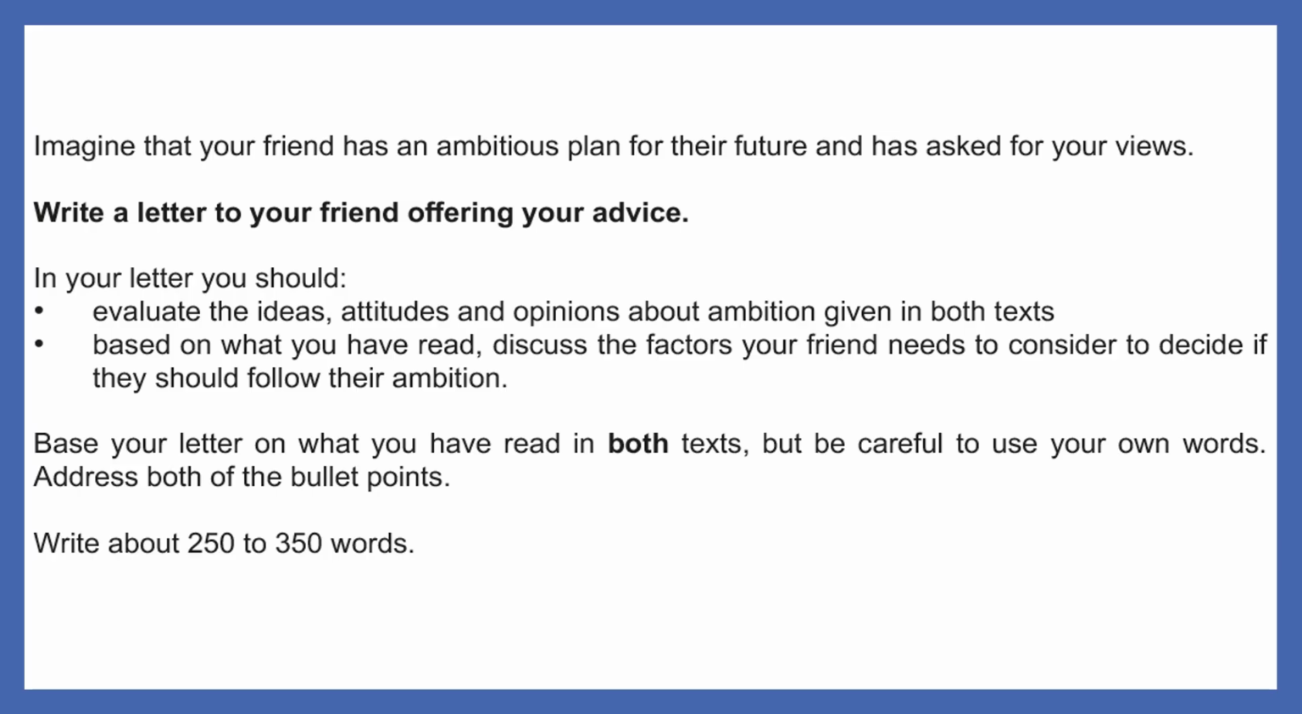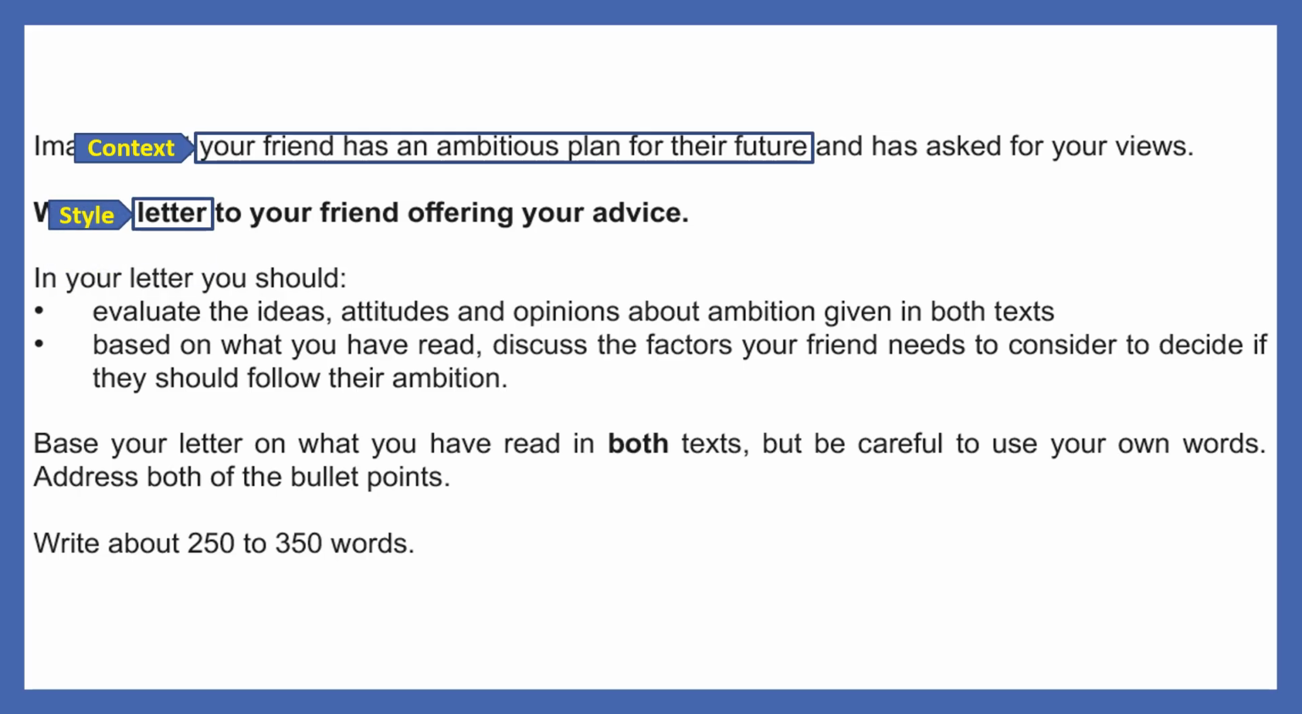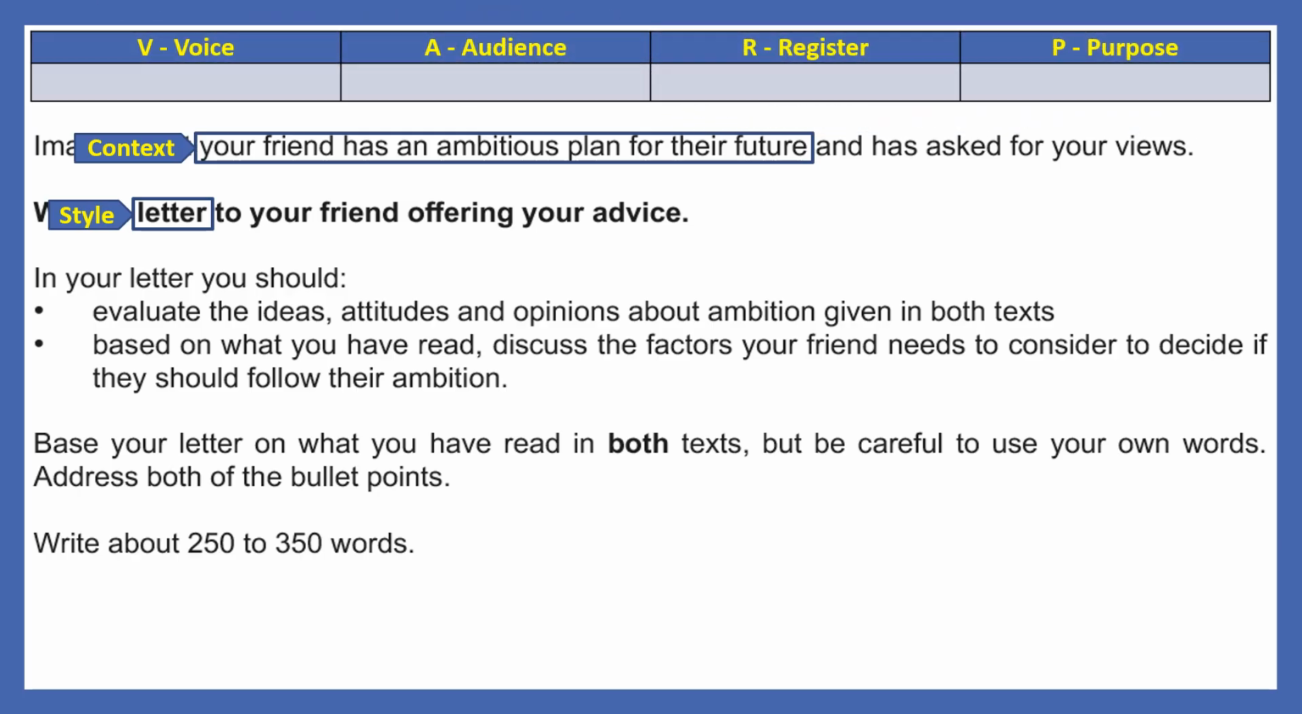First, consider the key elements of the task. What is the context? Your friend has an ambitious plan for his future. What is the style of your writing? A letter. Once you understand these key elements, consider the VARP. What is the voice? Since you are writing the letter, it should be in the first person. Who is your audience? Your friend. What is the appropriate language register? Informal. What is the purpose?